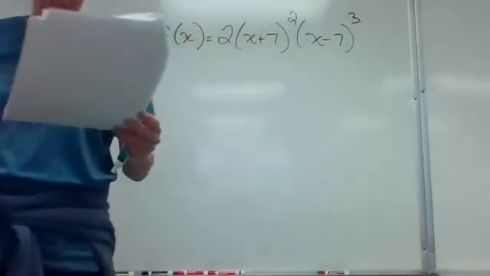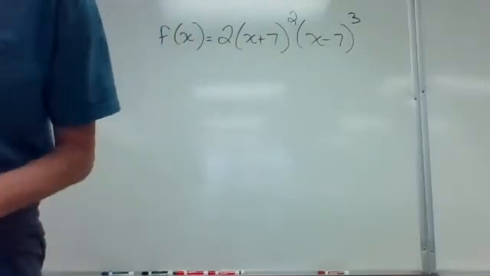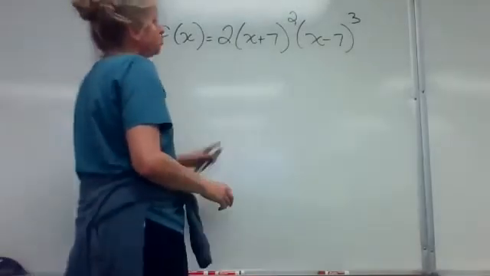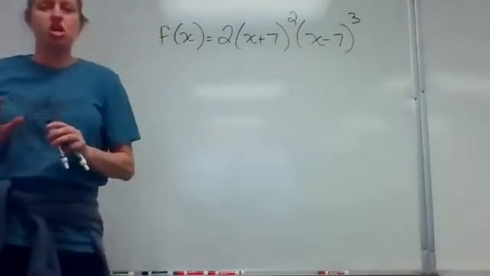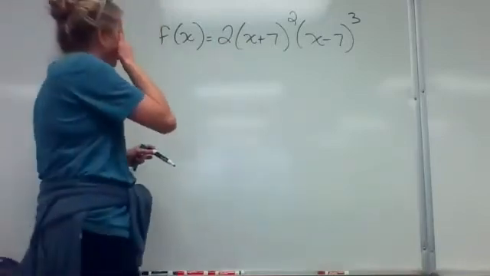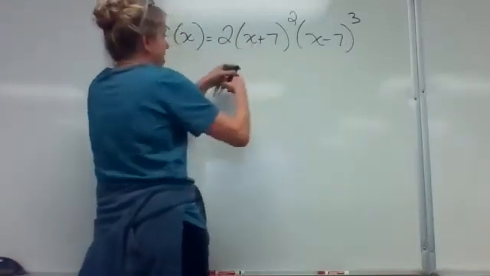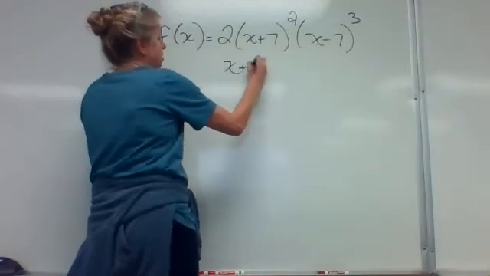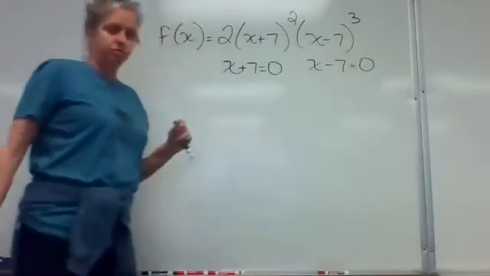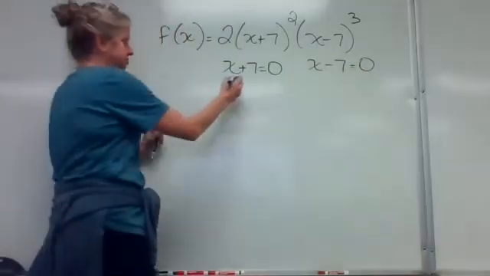Okay, number 15 says find the zeros of the polynomial function and state the multiplicity of each. So your zeros come from every factor that has an x. So what you want to do is go to all the factors that have an x, which are these two right here, and set them equal to 0 and solve them for x.